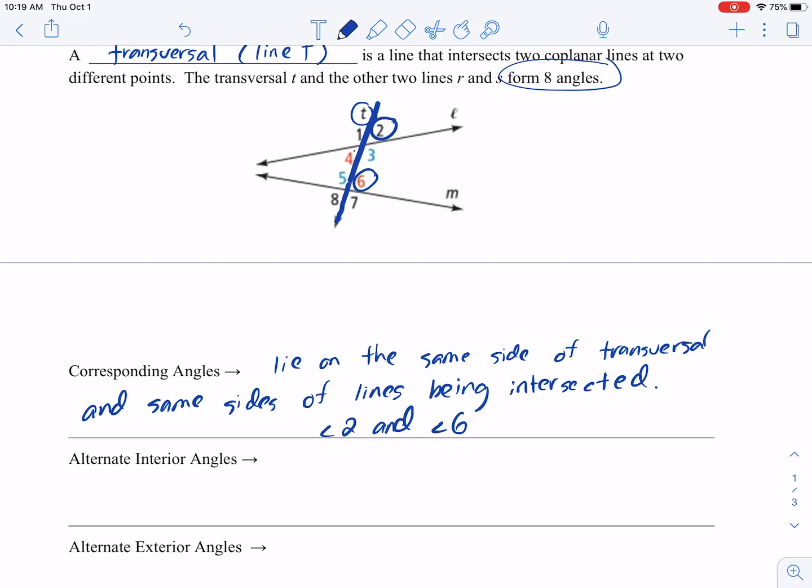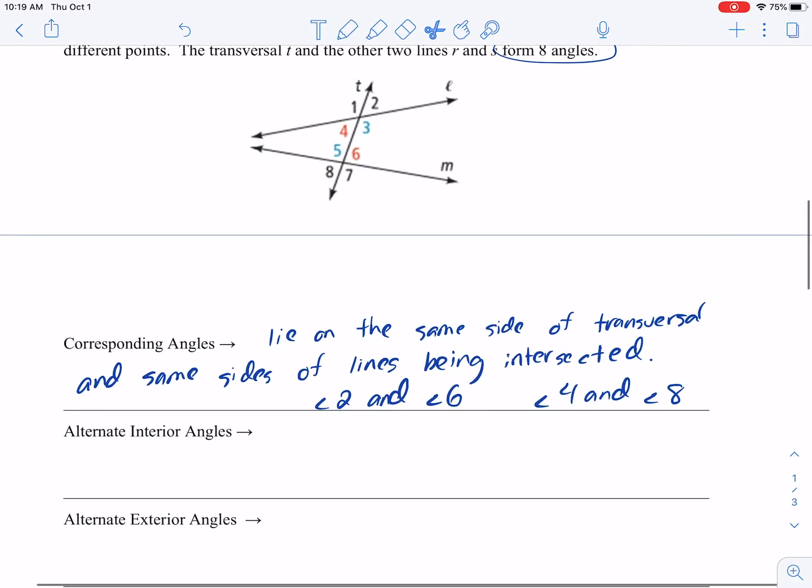On the other side, we could say 4 and 8. They're both on the left side of the transversal, and they're both below those 2 lines being intersected. Okay, corresponding. Think corresponding position, same position.